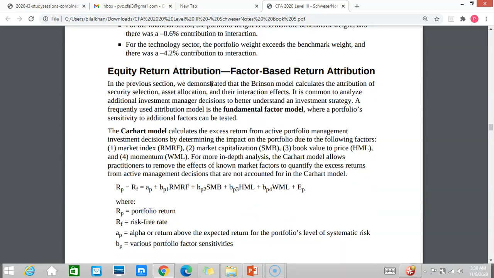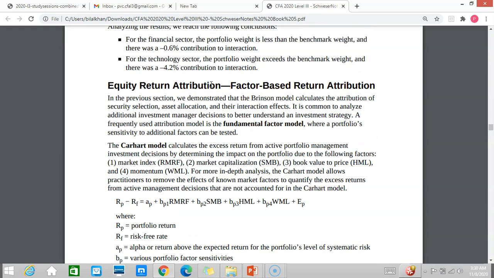Next is factor-based return attribution. So in factor-based return attribution, what you do is you run a regression and you find out how much is coming from which factor. So for example, you can use Carhart model. You have learned it earlier as well.